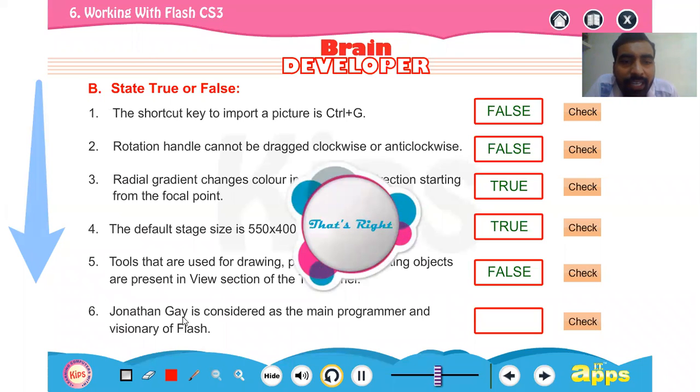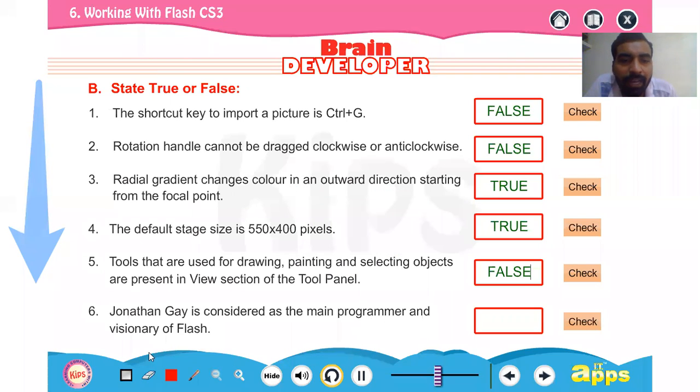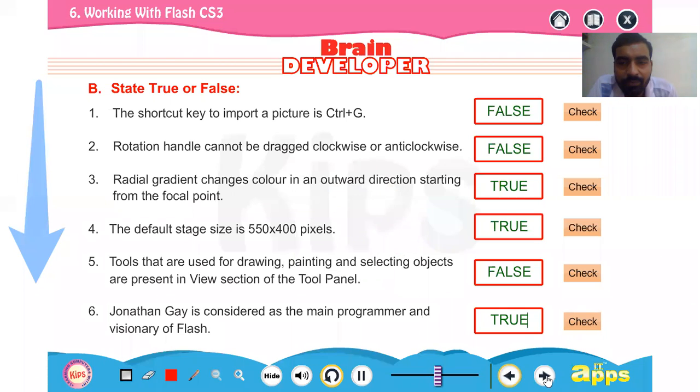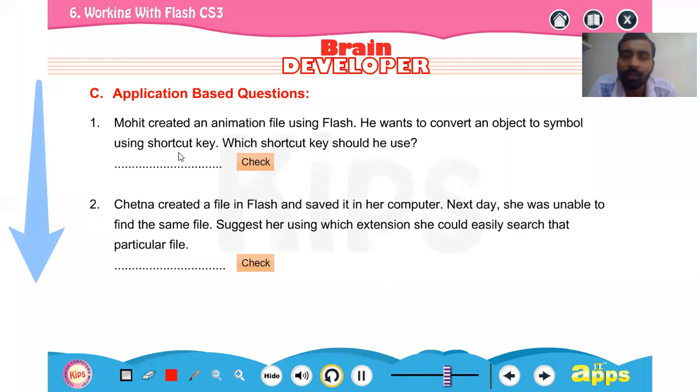Next, Jonathan Gay is considered as the main programmer and visionary of Flash. True. It is true. Very good. So let us now proceed. Application based questions.